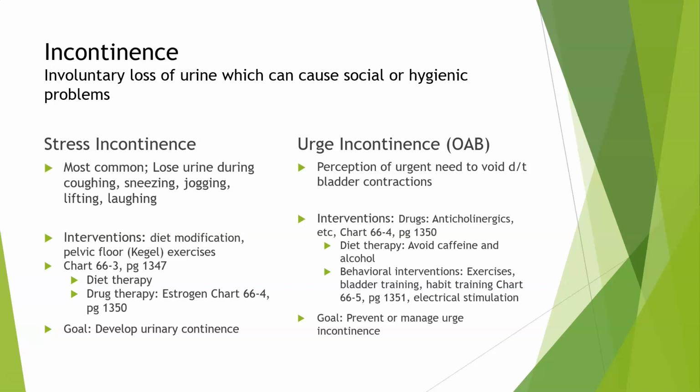When we look at the different types of incontinence, we're going to look at stress incontinence. This is the most common type. This is when patients, usually females, will lose their urine when coughing, sneezing, jogging, or lifting something heavy. That comes from the urethra not being tight enough to overcome the increased bladder pressure, causing a contraction in that muscle.